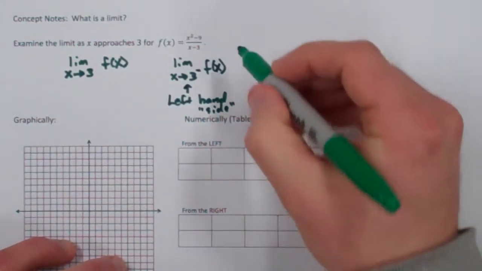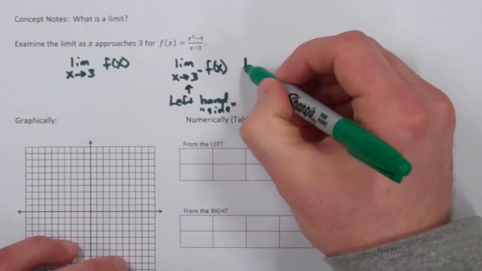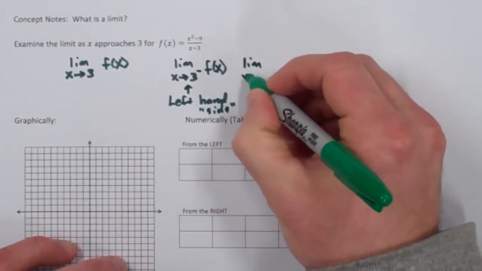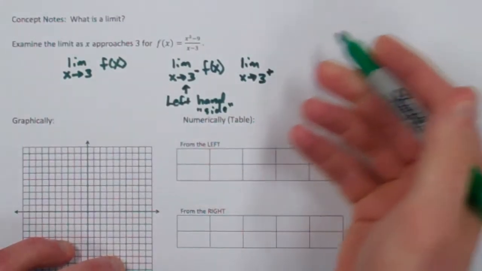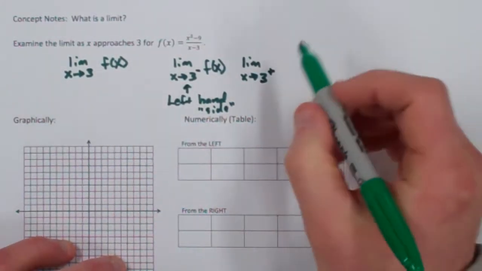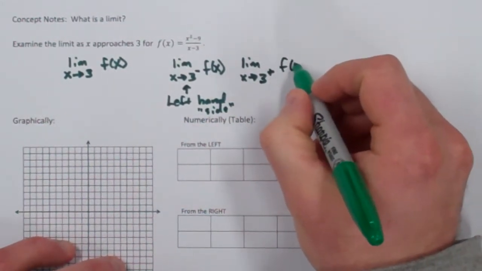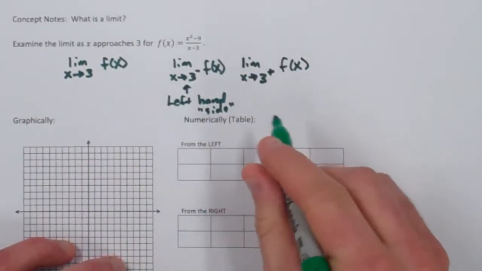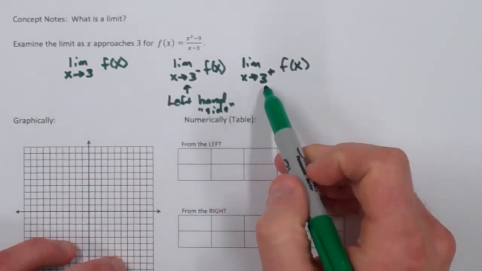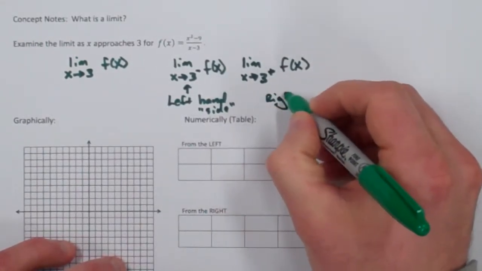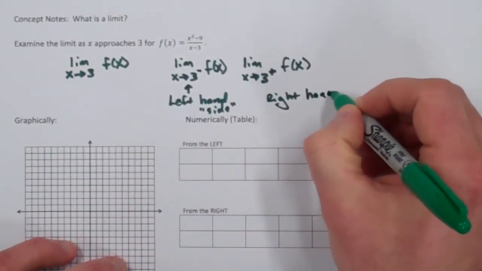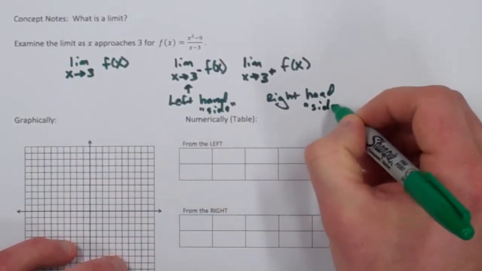We need to take the limit of something, so we need to put f of x there. And then the other one we could do is the limit as x approaches 3 from the right. So we're going to come from the right to the left and see what happens when x gets very close to, but not equal to, 3. Again, this one is going to be the right hand, or just the limit from the right side only.